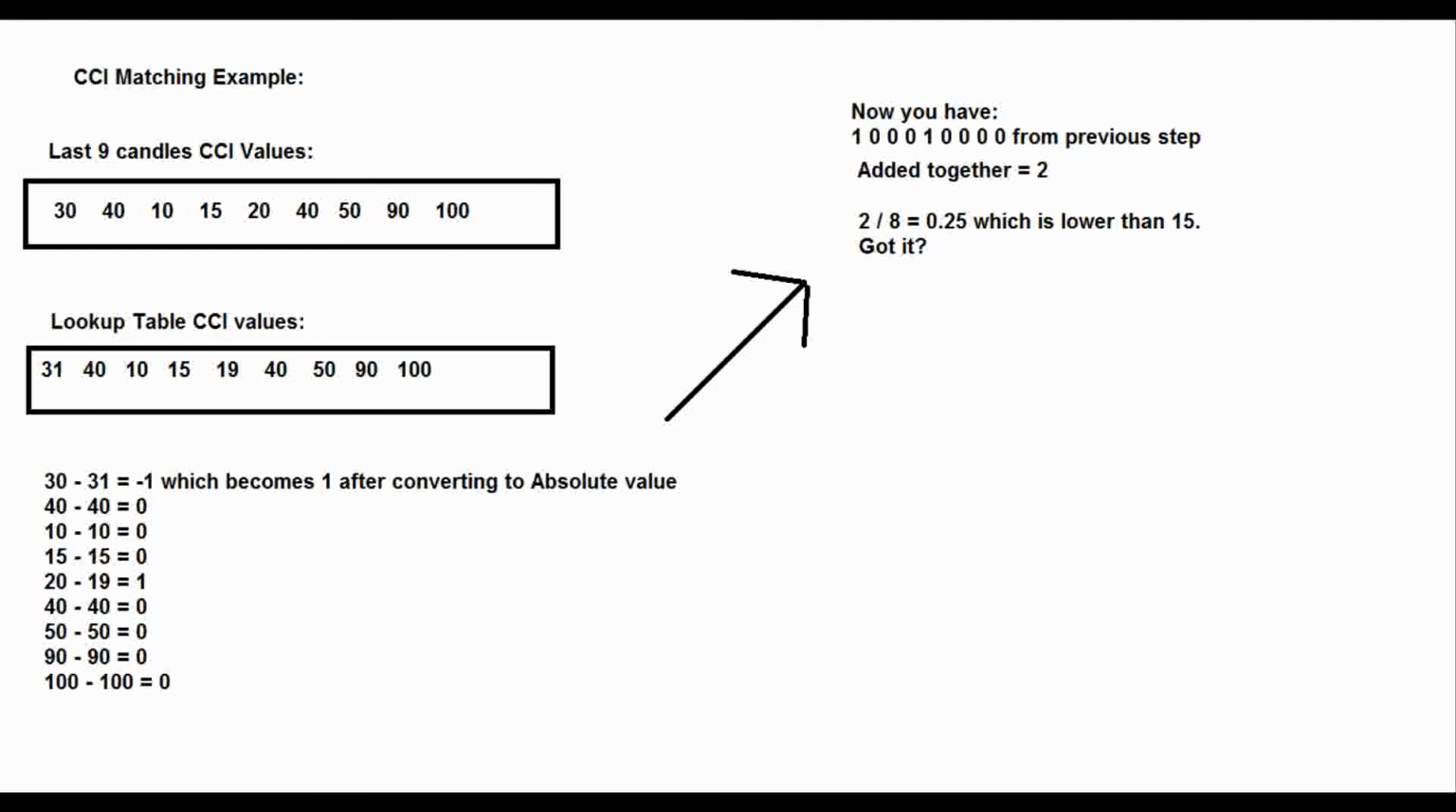On the bottom left corner, we are subtracting the difference between the real CCI value and the one in the table. Any negative value becomes positive. Lastly, we add all these values together which makes 2 in this example and then we divide 2 by 8 to get the average which comes out as 0.25. Since 0.25 is below 15, this would allow the trade to execute at this time and would use the direction from the other 3 conditions I mentioned using the CCI1 and CCI2.